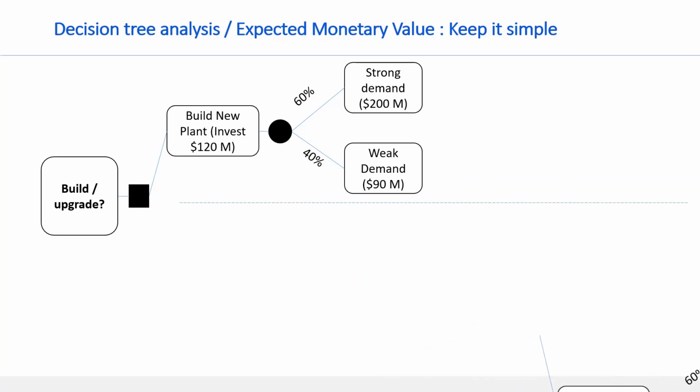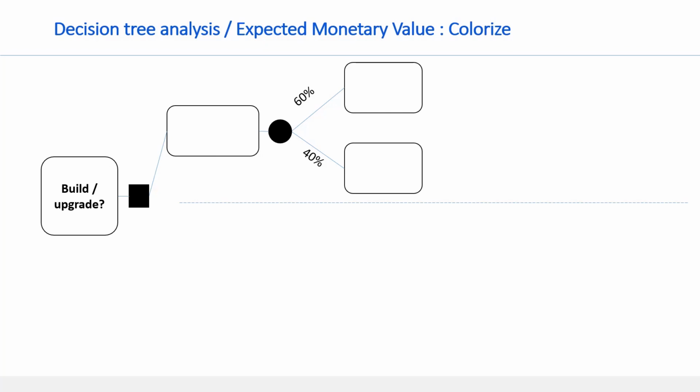Let's do the math. Let's keep things simple. The calculation is quite similar in all scenarios, so I'm going to keep only the build new plant scenario. For easy representation, let me add some colors.